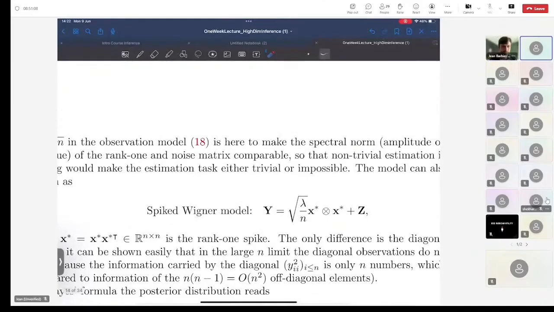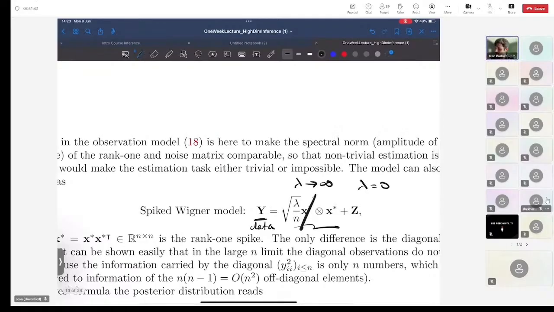Yes, please. What is lambda? Yeah, lambda is like before. It's my signal to noise ratio. It controls the strength of the signal part, which is this rank 1 matrix, with respect to z. You see that if I take lambda going to infinity, basically my data becomes only signal. This becomes irrelevant, right? If instead lambda is 0, this is the opposite. Lambda equal to 0, there is no signal part anymore, and the data is pure noise. So the signal to noise ratio controls the signal part in the data.